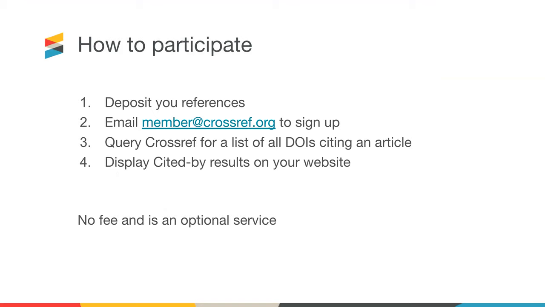So if you're interested in participating, we can walk you through the steps. The first thing that you need to do is deposit references with Crossref for your articles. This is required. Once you've done that, you're then eligible to participate in Cited By. And you can email us at member@crossref.org to ask for your account to be enabled for this service. Once enabled, you can then query Crossref for all the DOIs that are citing your content, and you can display the results on your website however you choose. Cited By is optional, but there is no fee for participating.